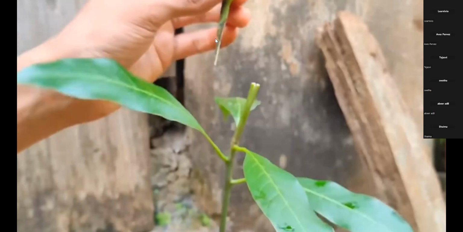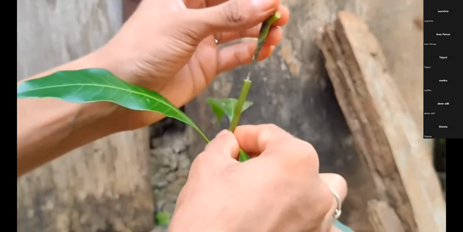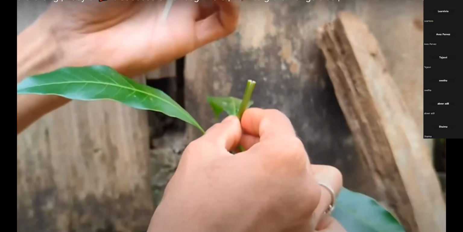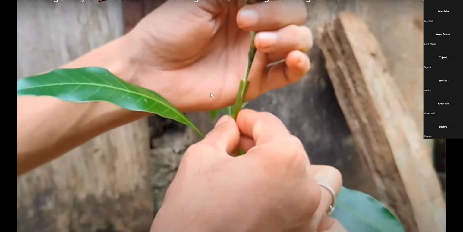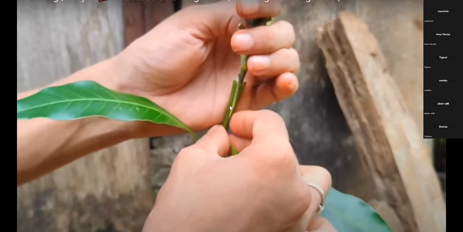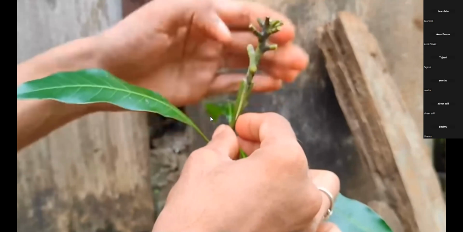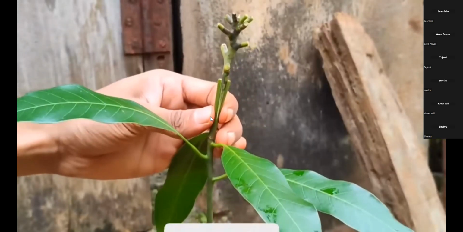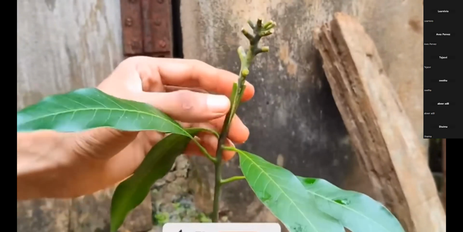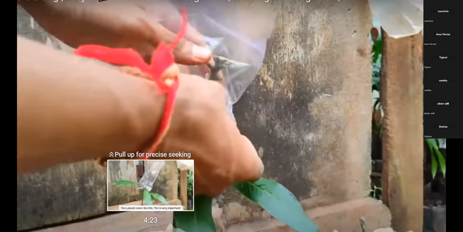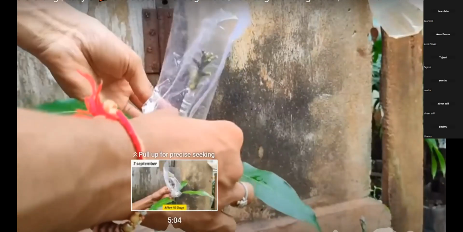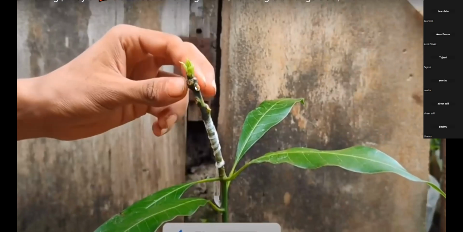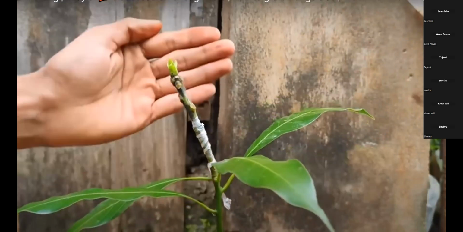We just put it here, and then we will apply the grafting wax. The top part is called scion, and the lower part is called stock. We wrap it with polythene or some grafting wax is applied, to prevent it from infection.